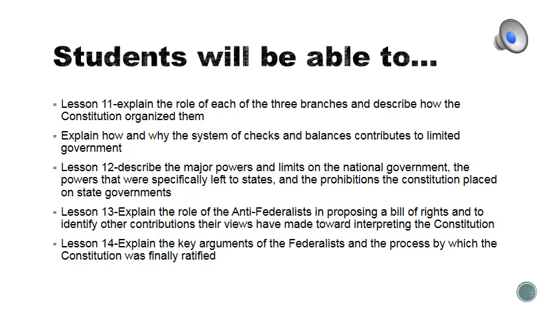Lesson 13, explain the role of Anti-Federalists in proposing a Bill of Rights and identify other contributions their views had made towards interpreting the Constitution. Lesson 14, explain the key arguments of the Federalists and the process by which the Constitution was finally ratified.